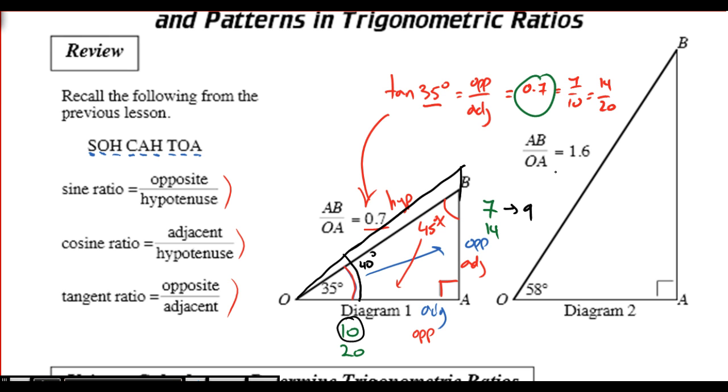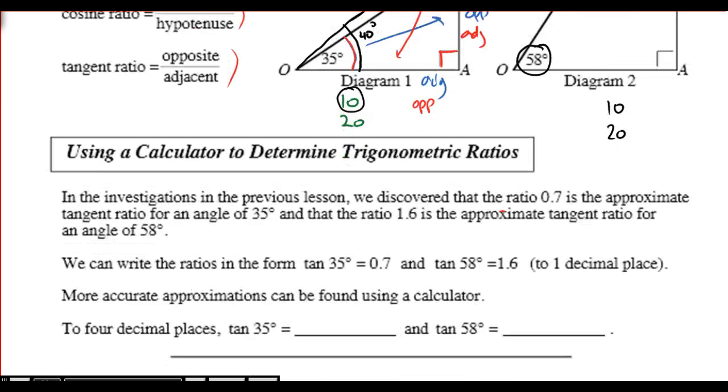The point here is that every specific angle has a specific ratio. For example, the angle 58 degrees has a ratio of 1.6. In other words, this could be 16 and this could be 10, or again, this could be 32 and this could be 20. As long as we maintain the ratio of 1.6, we're okay. All right, on that note, let's jump into lesson 2, and hopefully this will make more sense here.